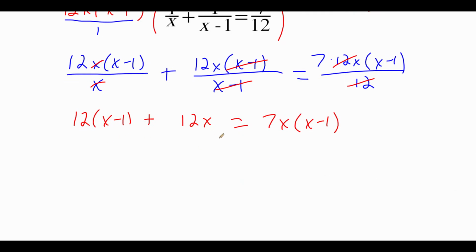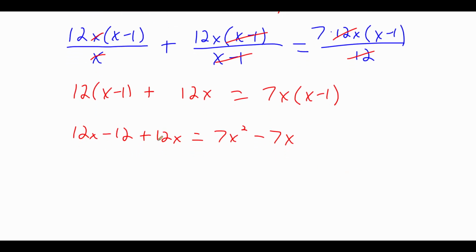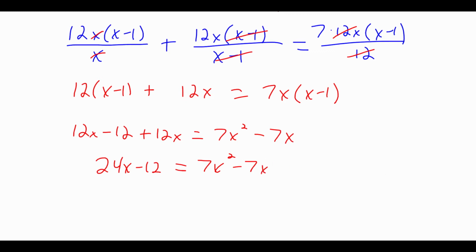Now you've got a little distributive property to do to clean this up a little bit. So I'm going to take the 12 times the x to get 12x. 12 times negative 1 is negative 12. And then we've got this plus 12x. And then on the right hand side, I need to distribute the 7x. So 7x times x is 7x squared. And then 7x times negative 1 is minus 7x. We're going to be able to combine these 12x's on the left-hand side. So that's going to be 24x minus 12 equals 7x squared minus 7x.